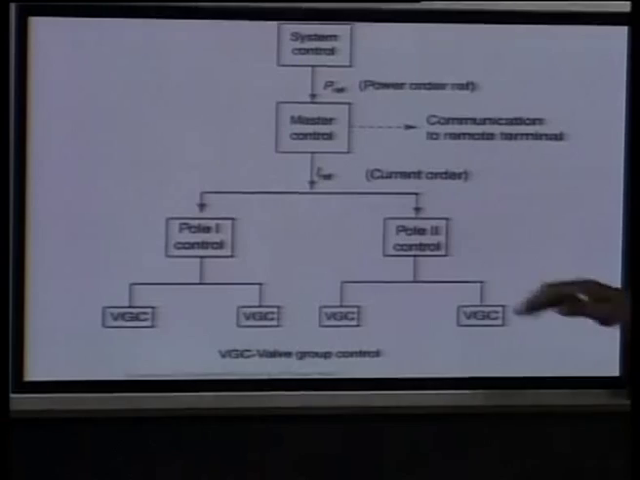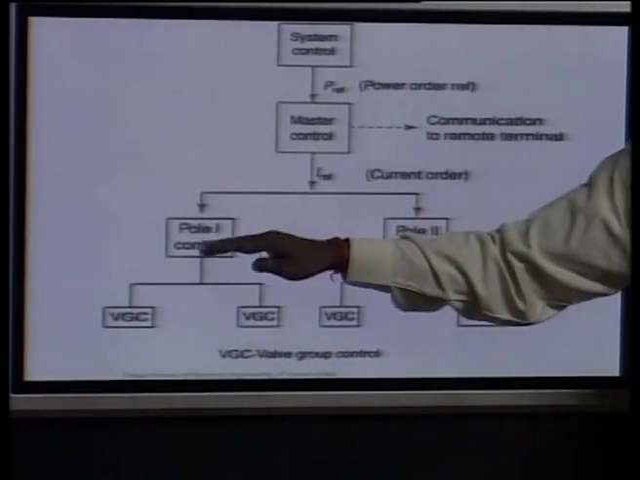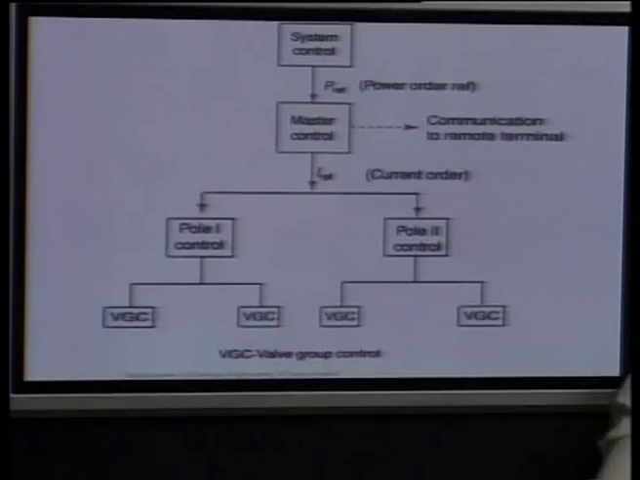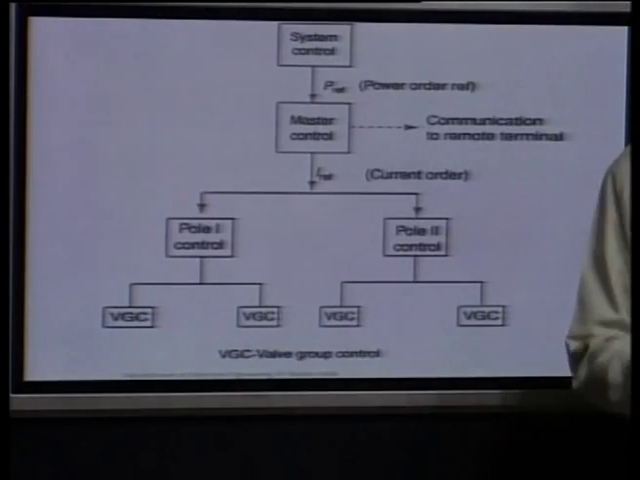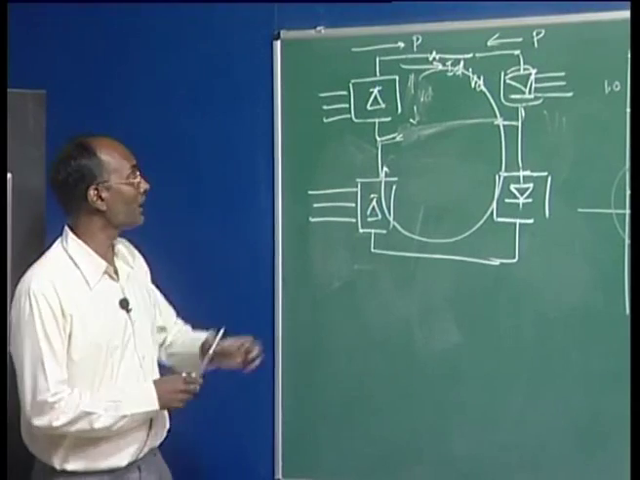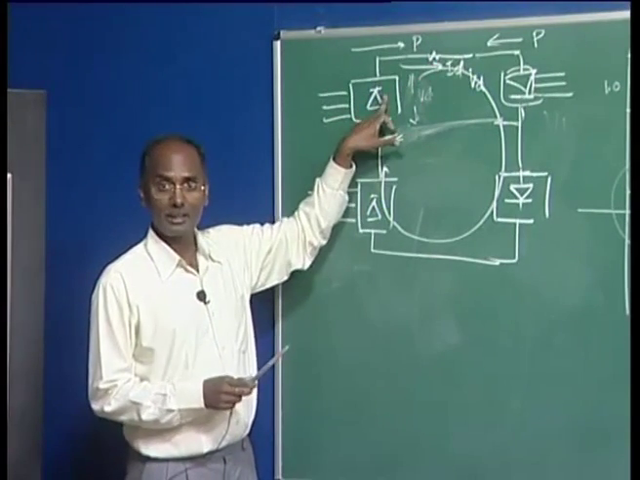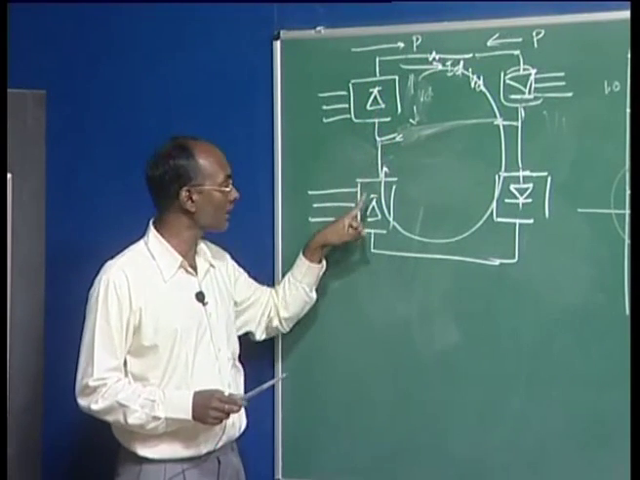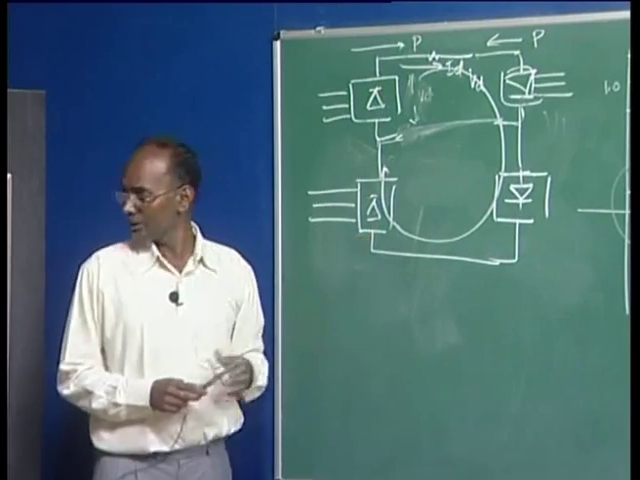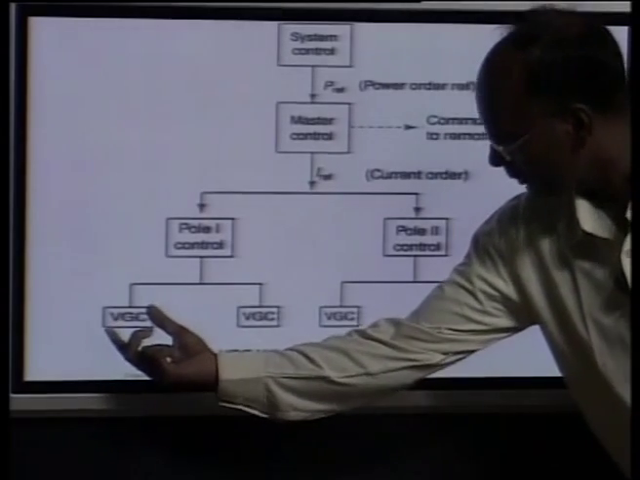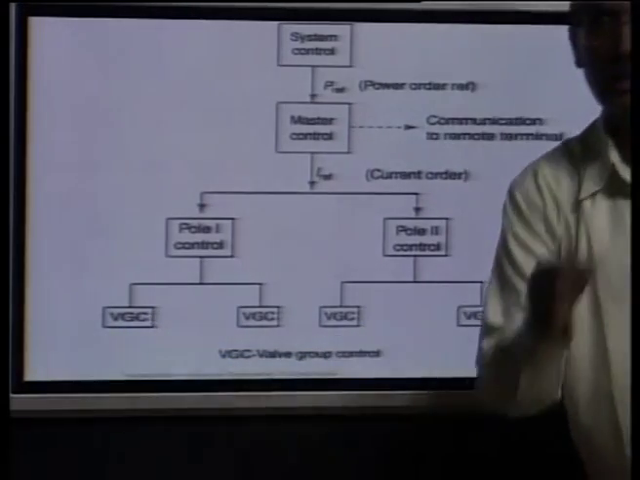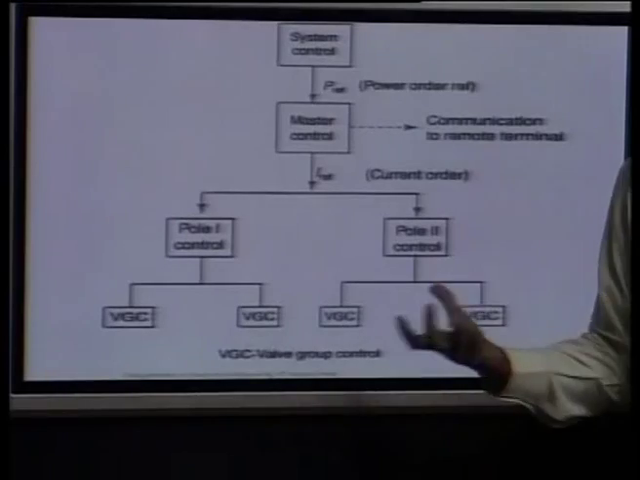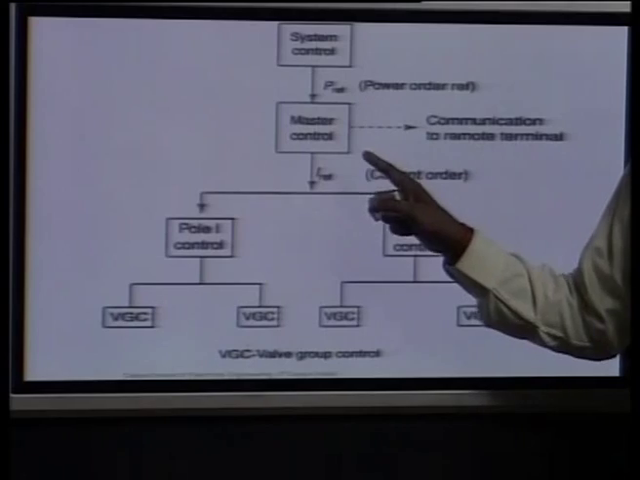So that's why here it is written pole 2 control, pole 1 control, because this is pole 1, this is pole 2. And then we have to go for the valve control. Valve control here, now current reference is decided. Now we have to fire the valves of this bridge as well as this pole together. So this is called valve group control, because we have all 6 groups, and then we have to control based on its characteristic, meaning your I reference here.